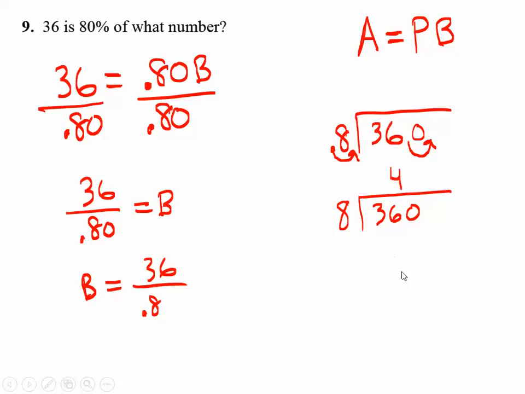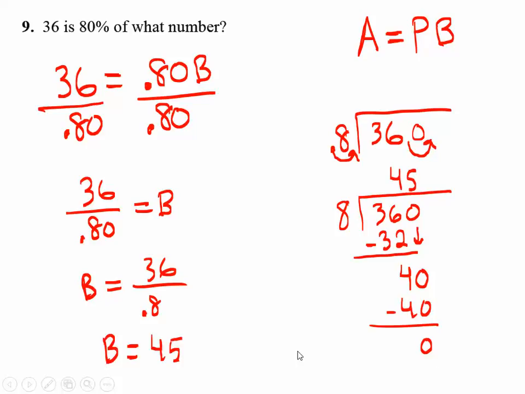So 8 into 36 goes 4 times, that's 32. Subtract the 4 out, bringing it down, and how about a 45? Perfectly. So our number, oh, that's 45. It's not a percent, it's actually a number here. So B equals 45. So 80% of 45 would be 36.